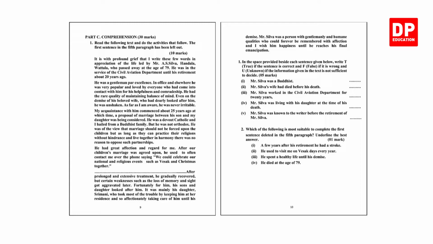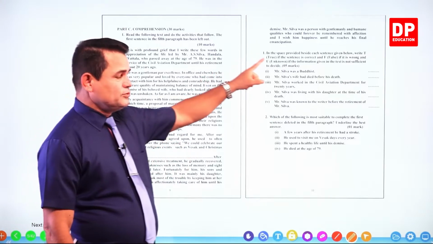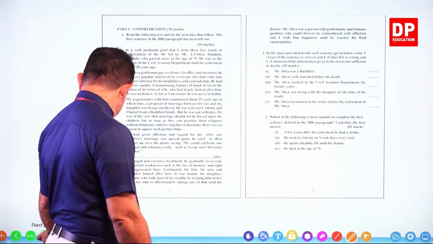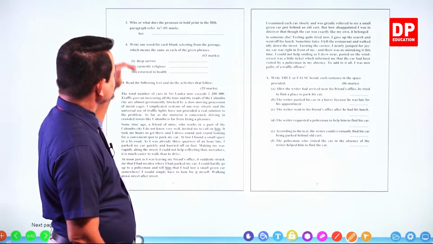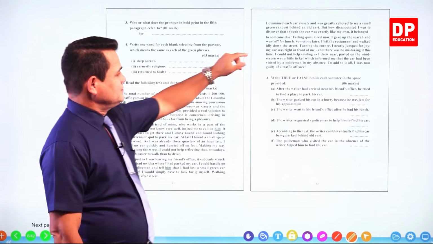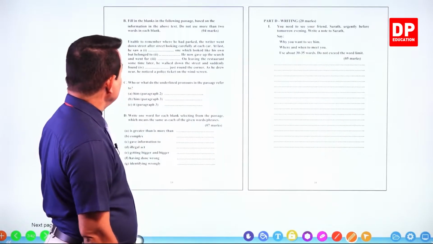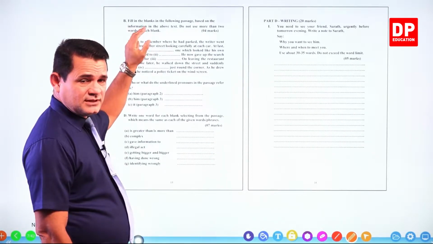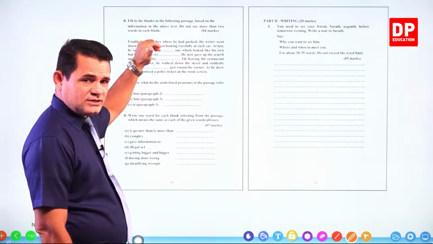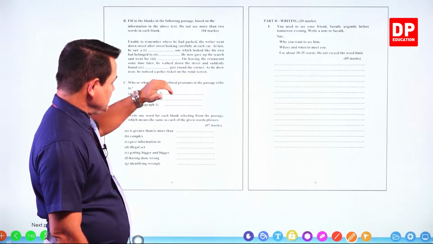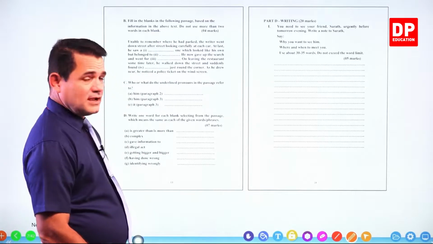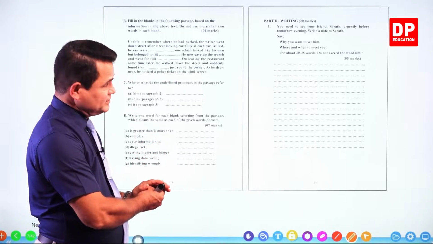Part C, comprehension. For comprehension you get a paragraph like this. Don't be afraid if the paragraph is long. Understand this part easily. I'll help you understand it, read it and do these activities. And next question, again another paragraph and answer the questions. And again, based on what you got from that text, there are some other questions, and that is Part C, comprehension.